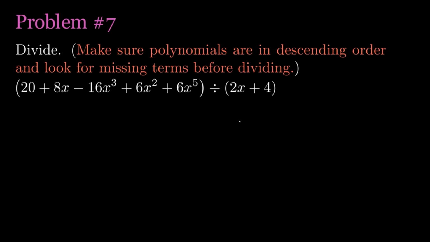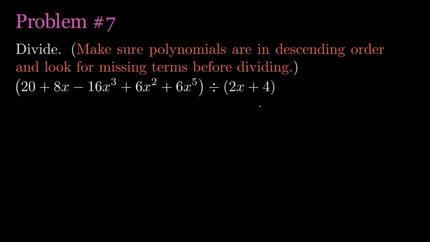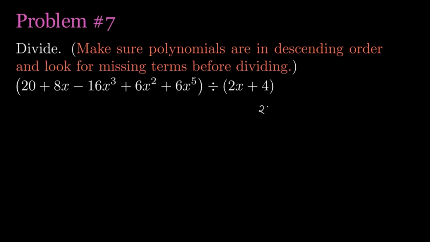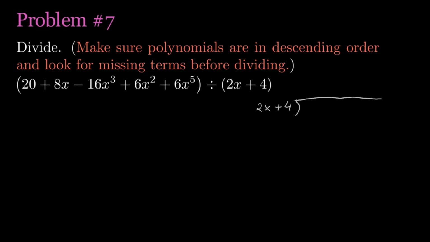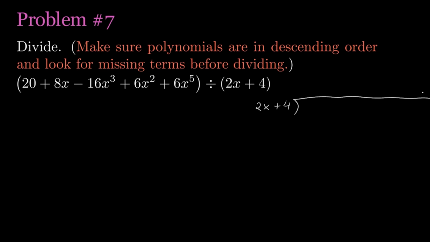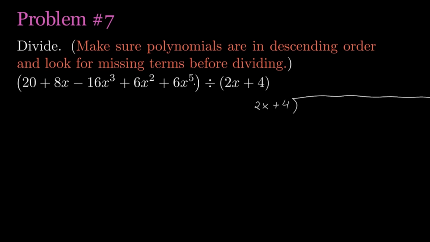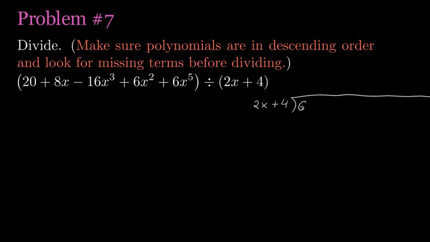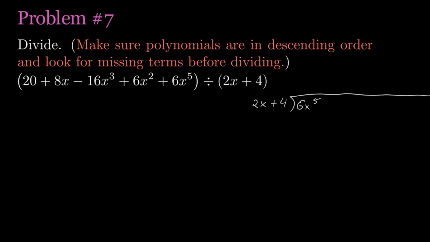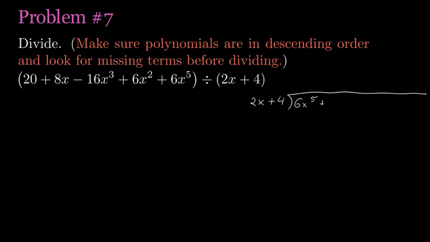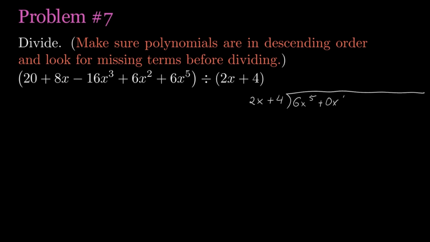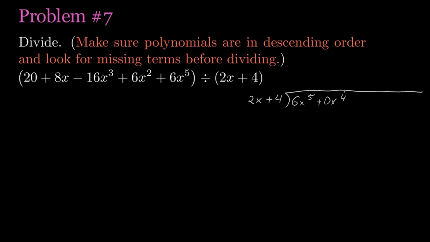We acknowledge that the divisor is already written in descending powers. Therefore, we write it as is, 2x plus 4. But in the dividend, we have to rearrange since it's not written in descending powers. 6x to the fifth is the leading term. Then, there is a missing fourth power of x, so we have to add 0x to the fourth.